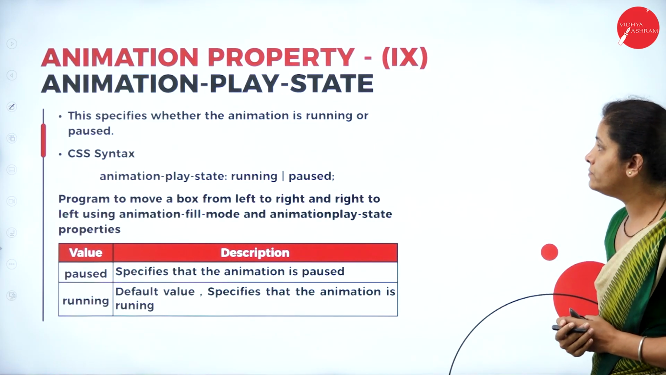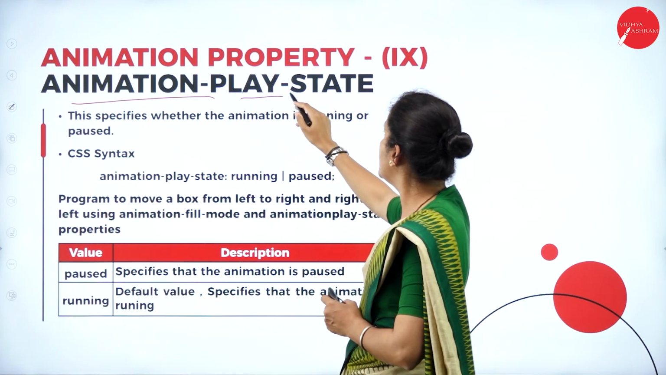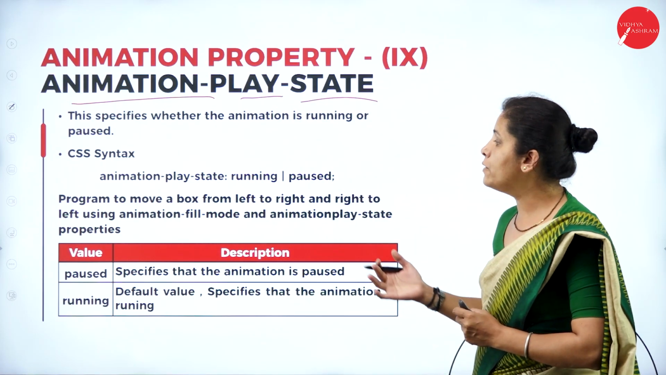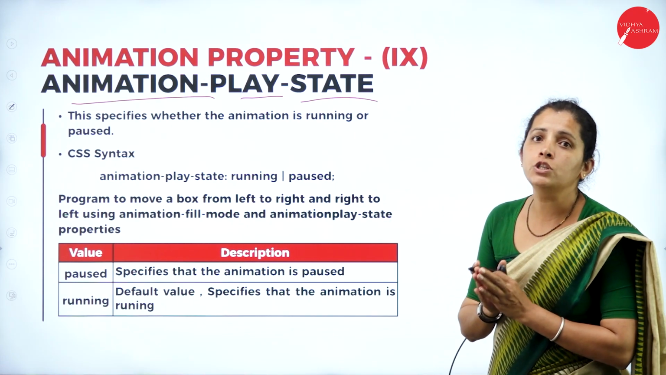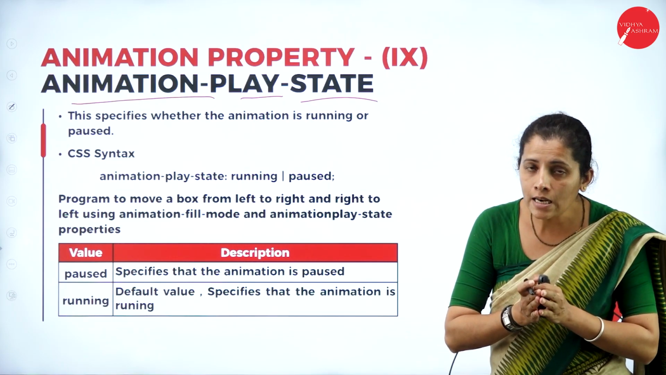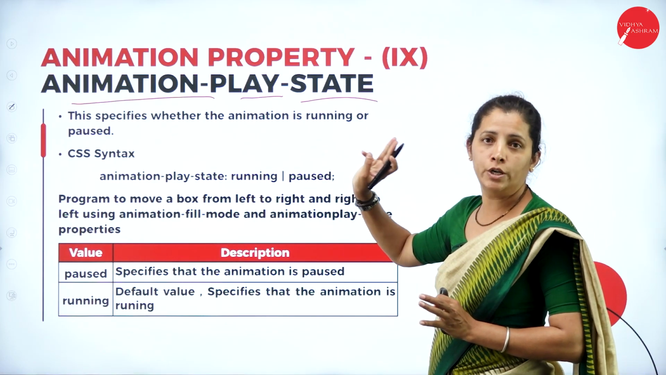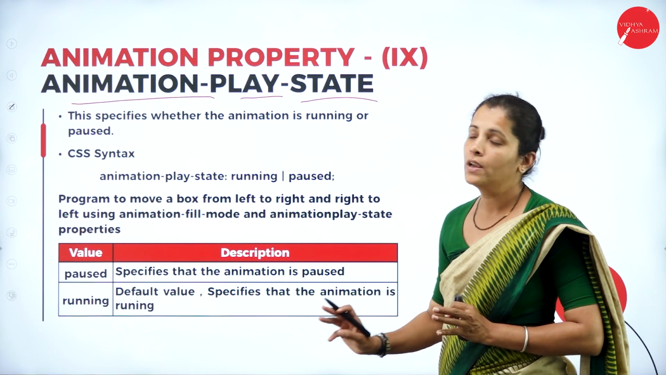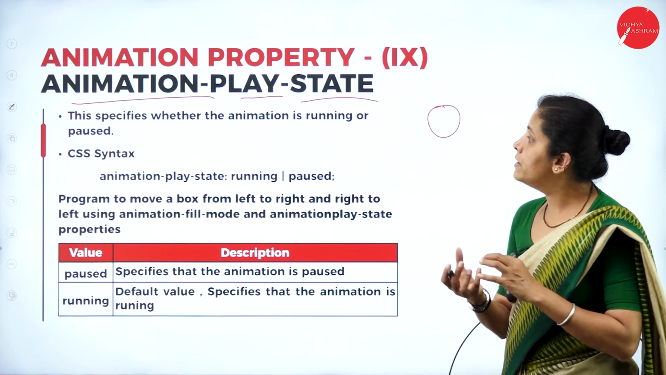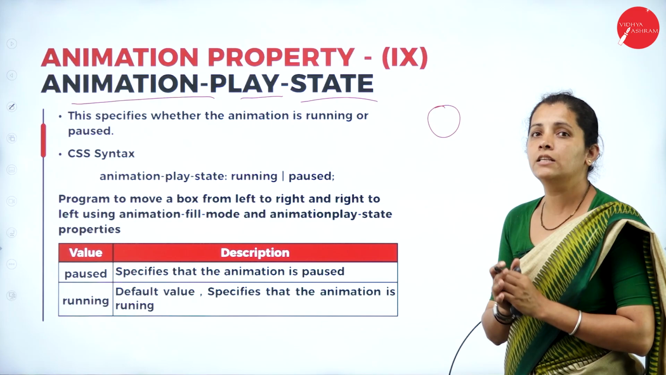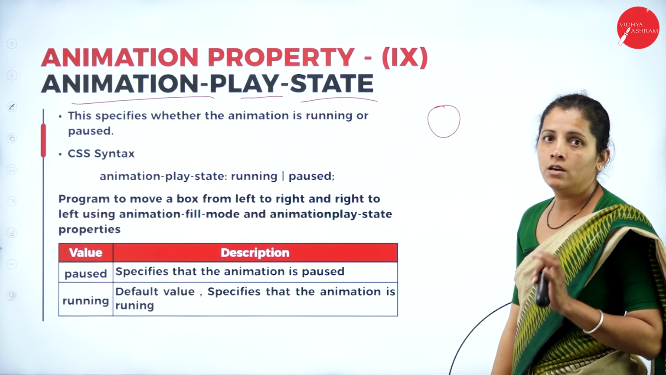Fine. Now I have the next animation property, animation play state. What are the two values I can have? Paused and running. It is used to specify whether the animation is running or stopped, which is paused. For example, think that I have a ball and it is rotating. If it is rotating, it is in the running state. If it is stopped for a while, it is in the paused state.